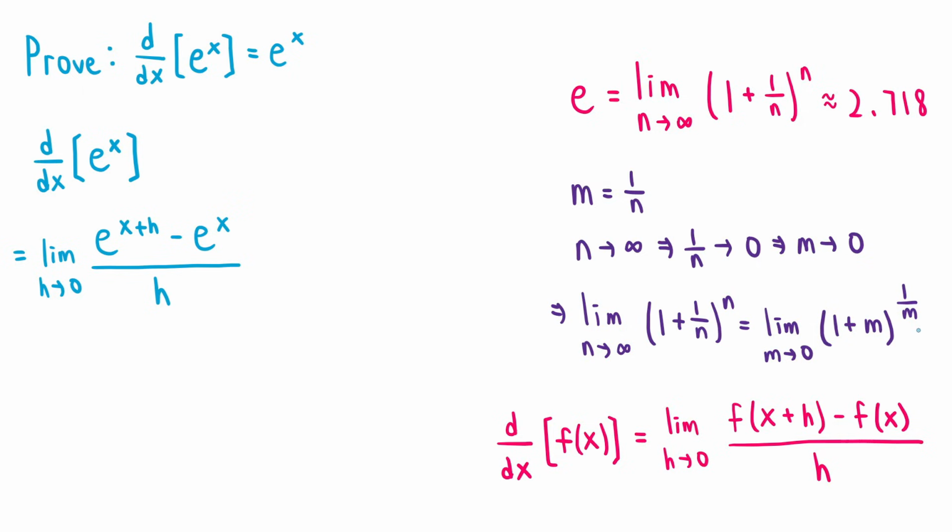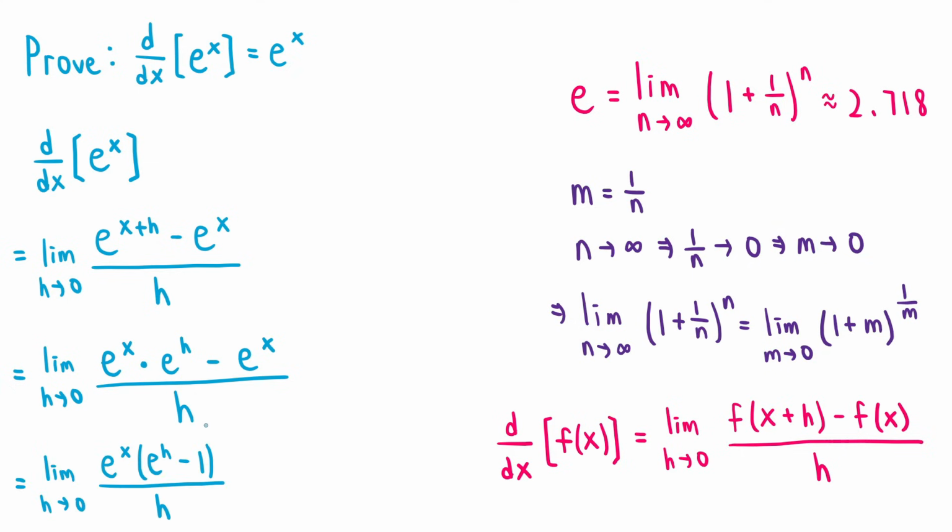So to start the proof, we should first apply the limit definition of the derivative to find the derivative of e to the x. So recall that the limit definition of the derivative for any function f of x is d by dx of f of x equals the limit as h approaches 0 of f of x plus h minus f of x all over h. So if we apply this to the function e to the x, we get that the derivative of e to the x is the limit as h approaches 0 of e to the x plus h minus e to the x all over h. If we use a property of exponents, we can rewrite the e to the x plus h term as e to the x times e to the h.